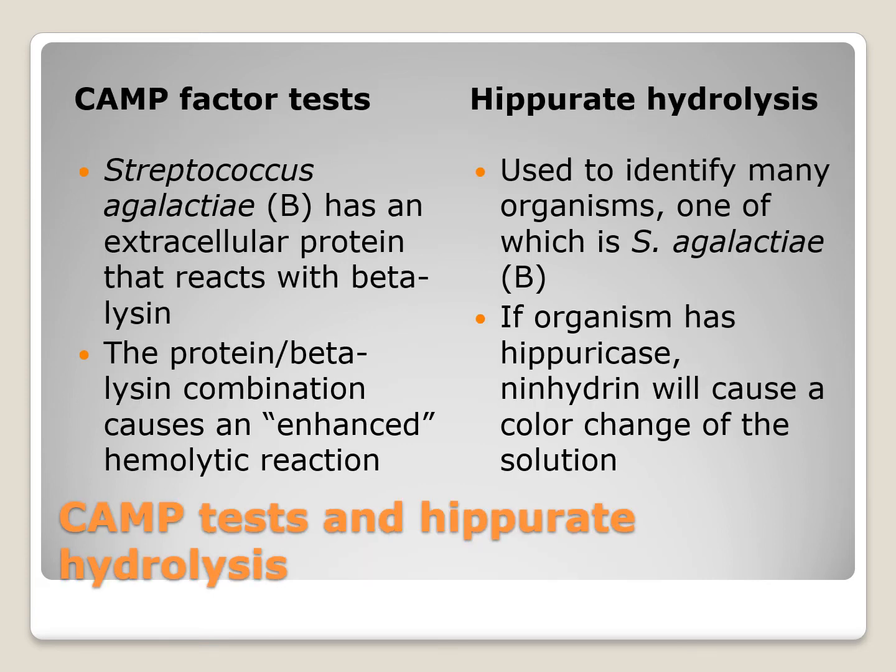Other tests that we can do to identify our beta Streptococcus would be the CAMP factor test and the hippurate hydrolysis test. The CAMP factor test stands for Christie, Atkins, Munch, and Petersen. These are the four people that discovered this phenomenon. Strep agalactiae has an extracellular protein that reacts with beta-lysin. The protein and beta-lysin combination causes an enhanced hemolytic reaction that actually looks like an arrow. And I'm going to show you a picture of this in the next image.